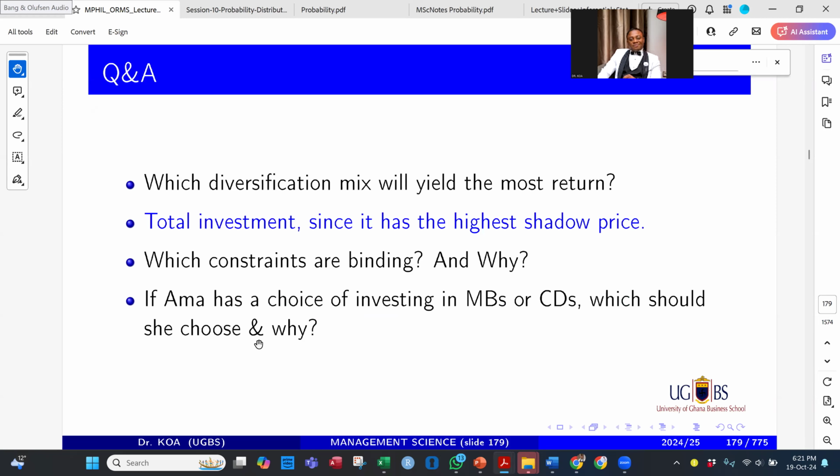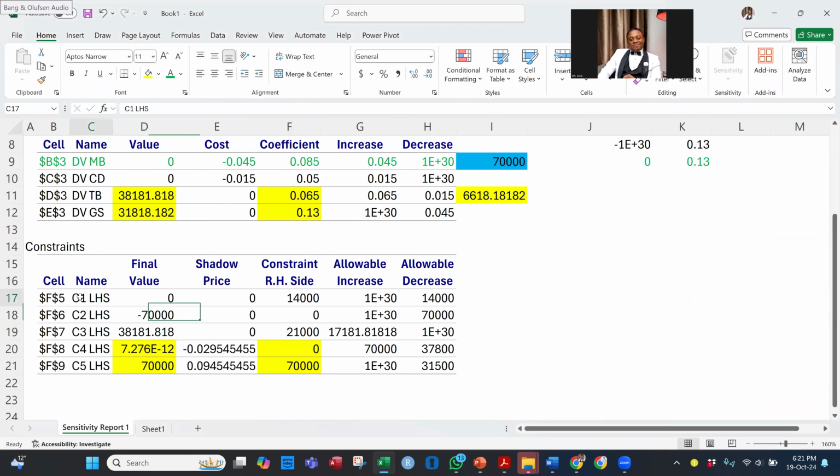Next one. If Amma had a choice of investing in municipal bonds or certificate of deposit, which should she choose? There are 2 ways to answer this. Municipal bonds or certificate of deposit. By the way, constraint 1 is municipal bonds.